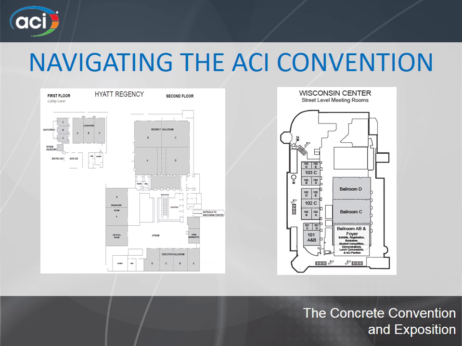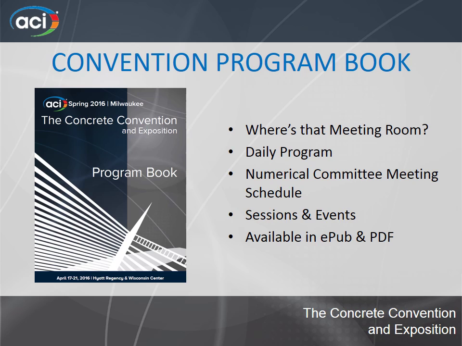All convention events will take place at either the Hyatt Regency or the Convention Center. All meeting rooms will either have the letter H for Hyatt or C for Convention Center. A complete listing of all meeting room names can be found in the convention app and the convention program book. You will receive a convention program book when you pick up your registration materials.